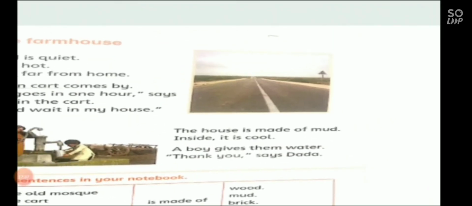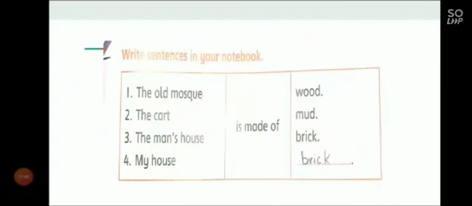Now, my dear students, move toward the exercise given at the end of the page. Write sentences in your notebook. Look here, there are two columns, and in the middle it is written "is made of". In the first column it's written the old mosque, the cart, the man's house, and my house. And in the next column it's written wood, mud, and brick. So the old mosque is made of which thing? Which material was the old mosque made of? We have done it. Yes, the old mosque was made of brick.